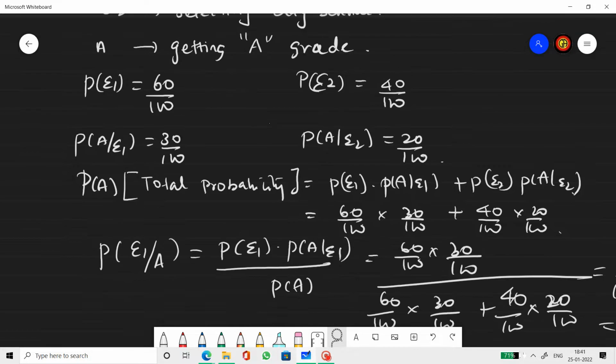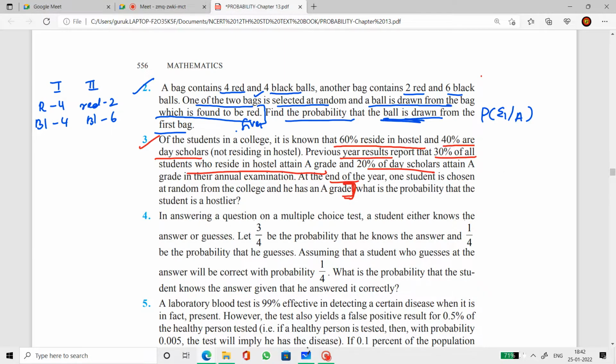Now, what is the probability of getting an A grade? A grade can be from a day scholar, A grade can be from the hostler. So this is the hostler's probability of getting A grade. This is the day scholar's probability of getting A grade. So total probability will be the sum of these two. Now what they want us to find in the question is, what is the probability that the student is a hostler, given he is getting A grade? What is the probability he is a hostler?